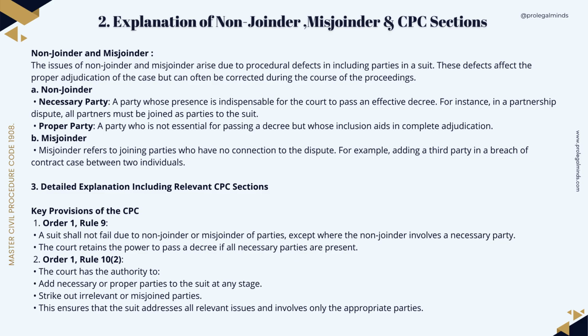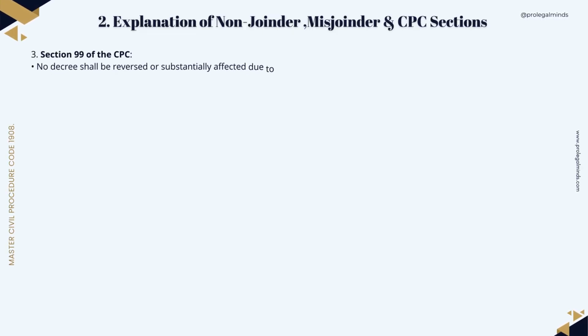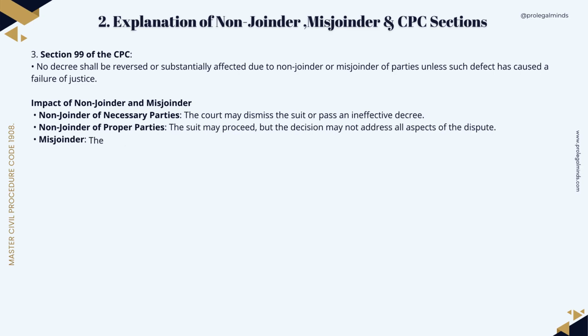2. Order 1, Rule 10(2). The court has the authority to add necessary or proper parties to the suit at any stage, and strike out irrelevant or misjoined parties. This ensures that the suit addresses all relevant issues and involves only the appropriate parties. 3. Section 99 of the CPC. No decree shall be reversed or substantially affected due to non-joinder or misjoinder of parties unless such defect has caused a failure of justice.